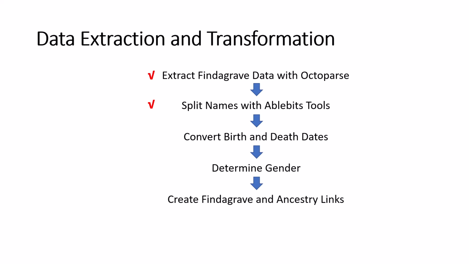In future tutorials, we'll look at how to determine and automate determining gender, because we're only going to want to look for males that were born between 1800 and 1850 as potential Civil War veterans. And then last, we'll look at how to use the data that we're working with today to create automated Findagrave and Ancestry links to help automate your research. So let's get started.